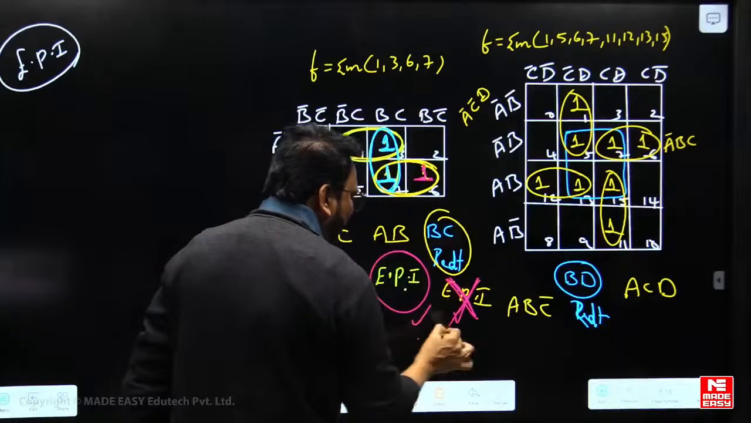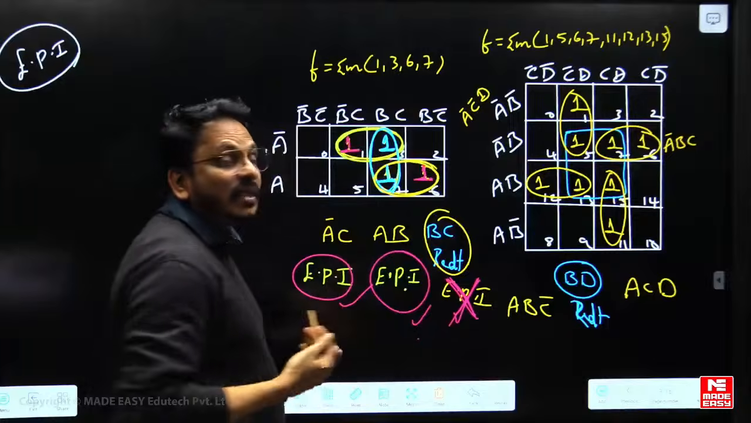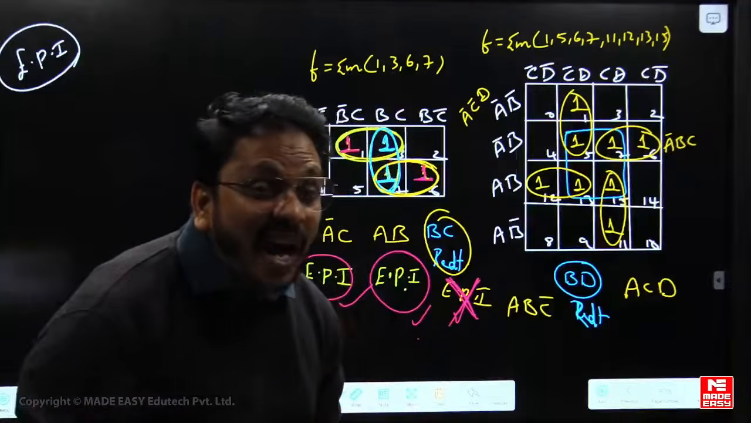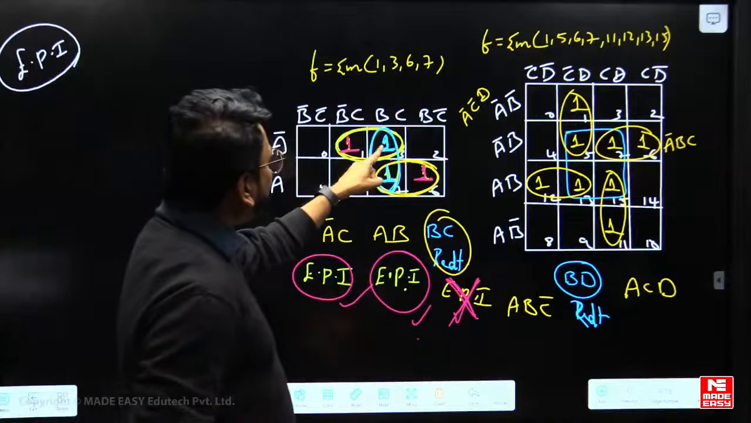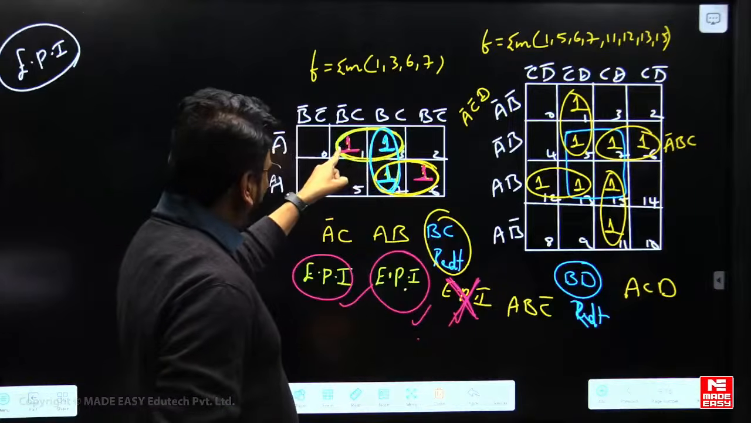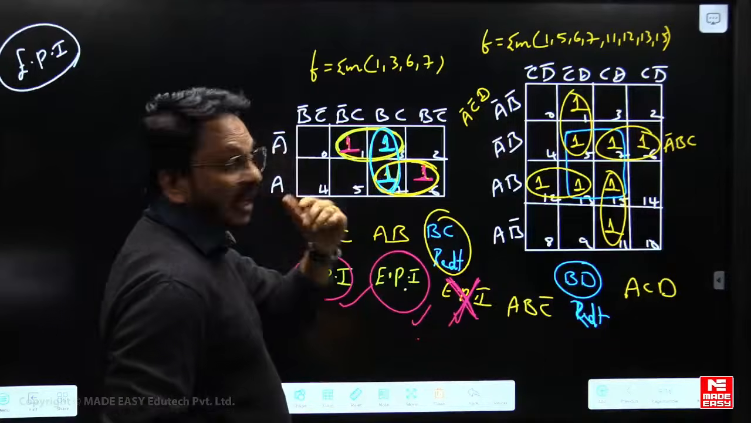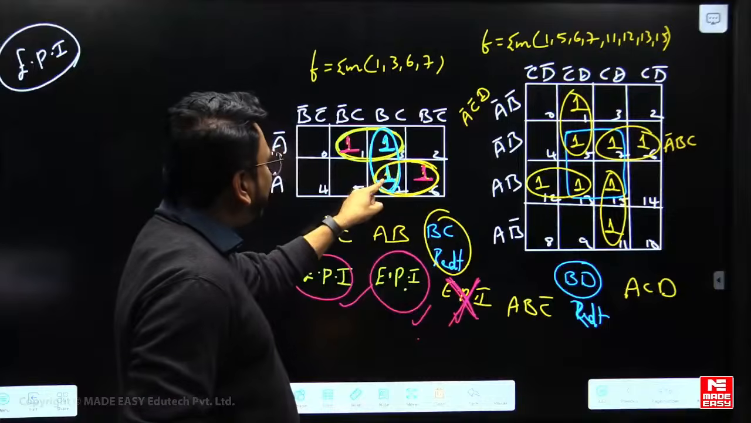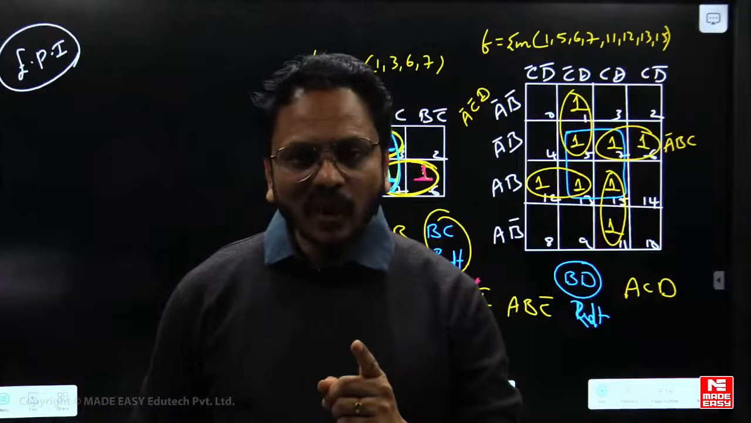Why is it not an essential prime implicant? It is not an essential prime implicant because in these two ones, no single one is having the chance of only one time grouping. Every one is getting the grouping more than one time. You check it there. For example, this one is able to get the group this, and this one is able to get the group by this also. In the same manner, this one is able to get the grouping by that, and this one is able to get the grouping by that also. That's why the problem. Got it?